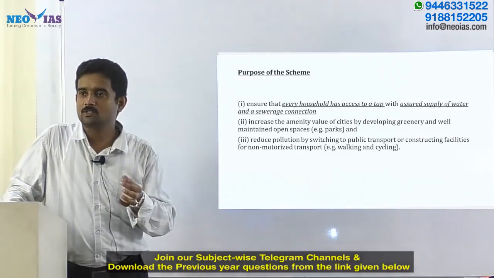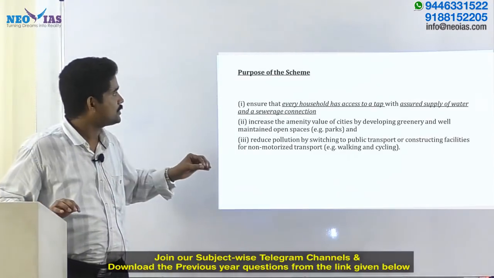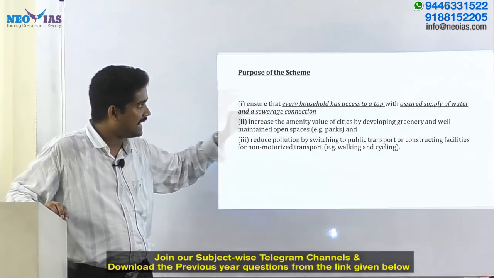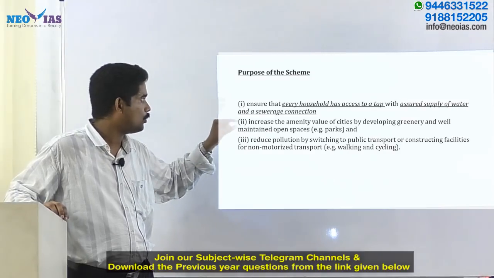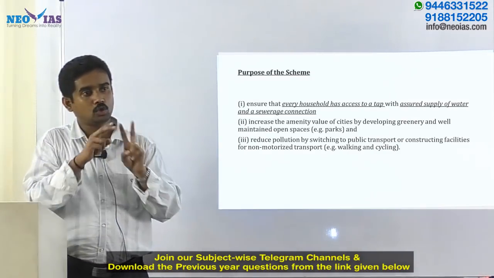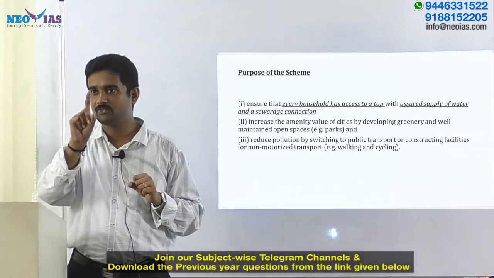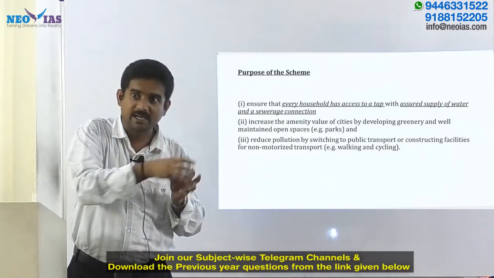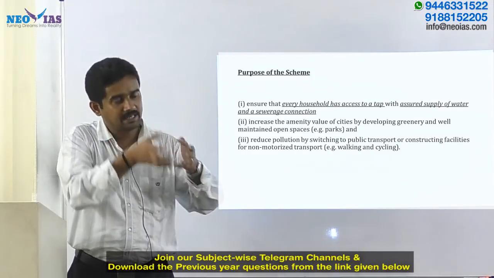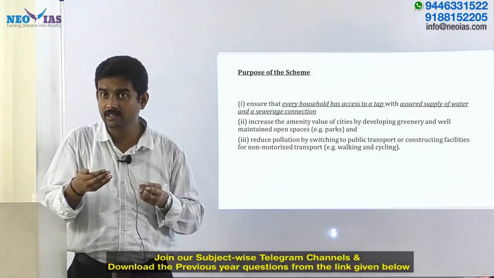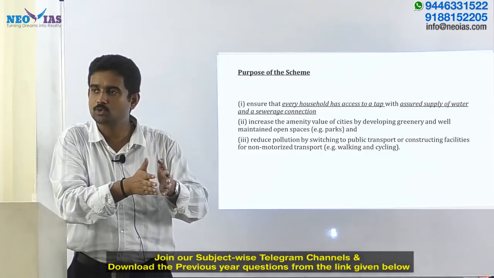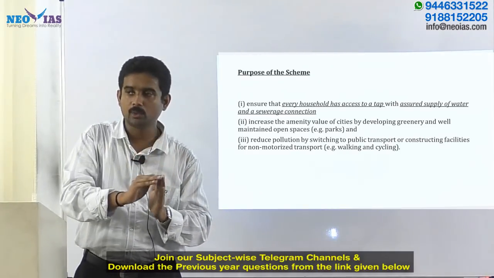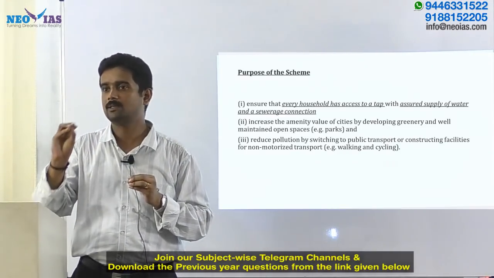What is the basic purpose of the Amrut scheme? The first one is to ensure that every household has access to a tap with assured supply of water and a sewage connection. So two parts are taken care of in the first objective. First, to ensure that there is a good tap connection going to every household, tap connection for water. And second, parallelly, there is a good mechanism to eliminate waste from that house. That is, a good sewage connection is also ensured as one of the objectives under the Amrut scheme.